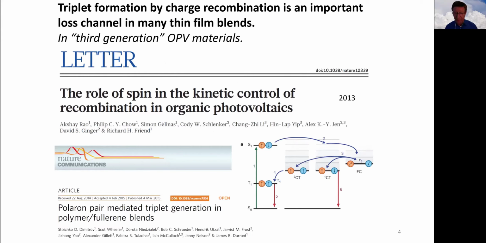So here we see some interesting papers from Richard Friend and from Durrant, and they show the role of spin in these kind of processes. So you see that even the title, the role of spin and polaron pair mediation. So these papers are actually mainly focused on the slow processes on about a 10 nanosecond time scale. Now, if you have a closer look at this paper of Richard Friend, you can see that there's actually a lot of triplet already formed on a sub-nanosecond time scale.